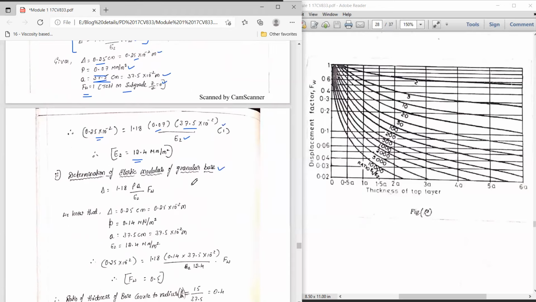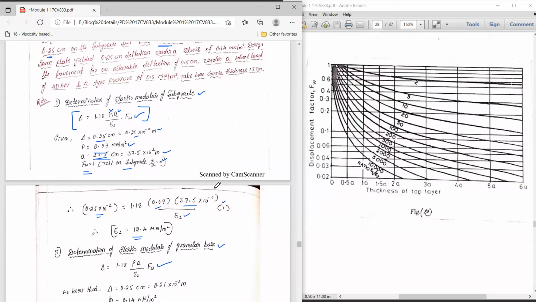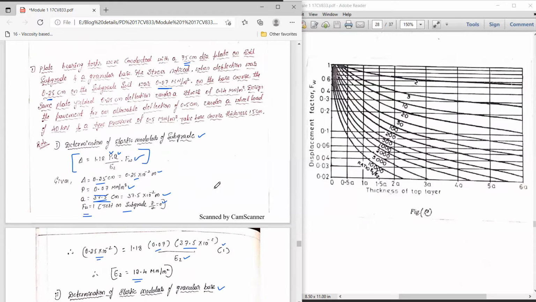In the second step, you need to find out the elastic modulus of the granular base. Again, we are using the same formula: deflection = 1.18 P A / (E2 × FW). Guys, please remember, while doing the second step, you have to take the data relevant to the base course, because as I already said, we have data for the two layers. One is for the subgrade and another one is for the base course.